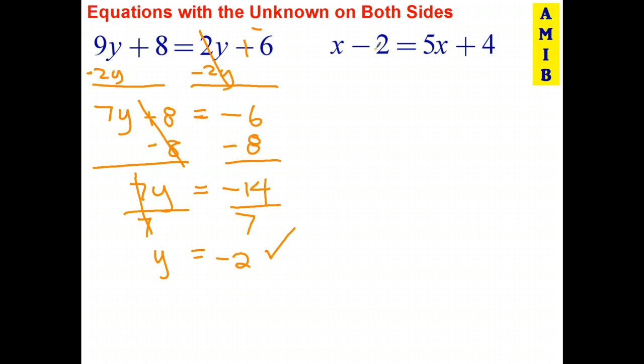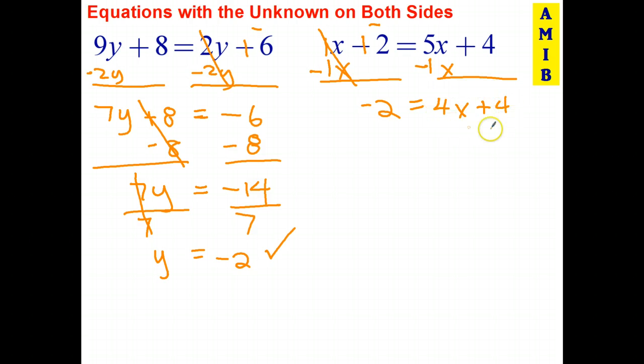Okay, looking at the second one, now just a reminder, whenever you've got a variable with no coefficient, the coefficient is 1, so it never hurts to write that in. I'm going to change that to plus a negative. Okay, let's go ahead and subtract 1x from both sides. Those go to 0. That leaves me with negative 2 on the left. 5x take 1x is 4x plus 4.